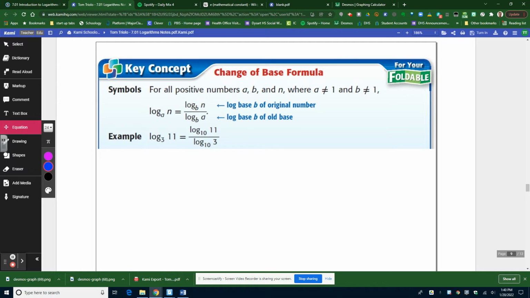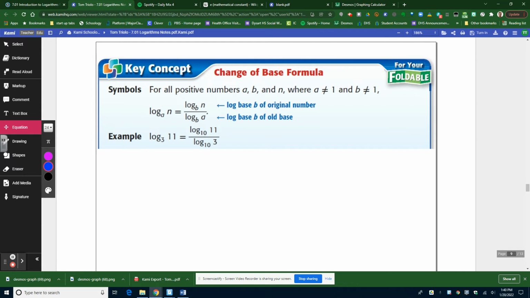So, log base 3 of 11. Let's just get a sense of what this should look like. 3 to the first power is 3. 3 to the second power is 9. So, log 11 base 3 should be a little bit bigger than 2. Because 3 squared is 9. Right? So, let's figure it out.